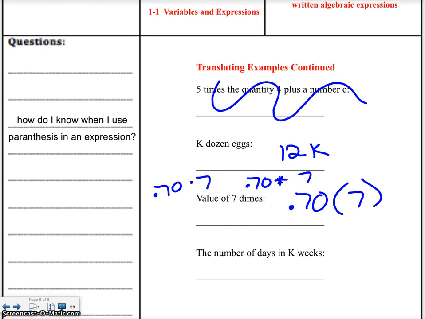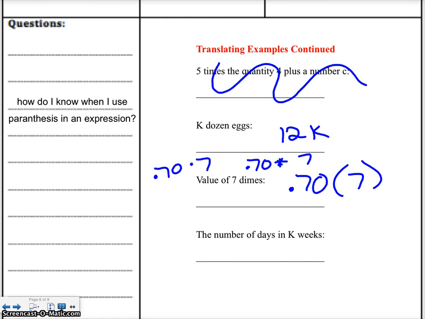Could you use 7 with an exponent of 10? No, because 7 with an exponent of 10 is like 7 times 7 times 7 times 7. So it's way too big. Last one, the number of days in k weeks. How many days in 1 week? 7, and then there's k of them. Okay? And we are done.